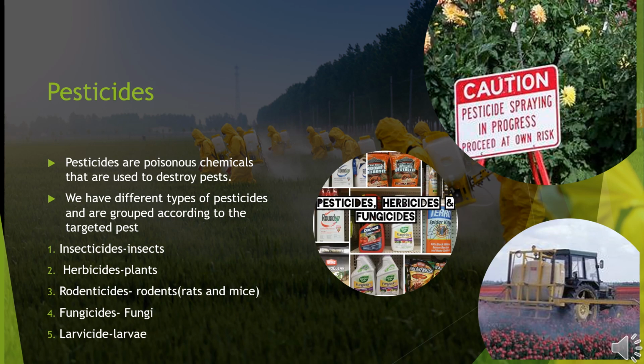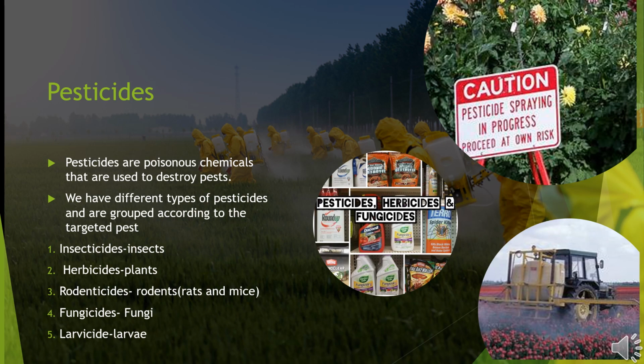There are different types of pesticides, and these pesticides are grouped according to their targeted pests. Firstly, we'll look at insecticides. Insecticides target mainly insects, and they are used in public health sector, industrial, and domestically. Secondly, we look at herbicides. These target plants, and they are used in agriculture and wildland ecosystem as to reduce the density of weeds and promote the growth of desired plants.